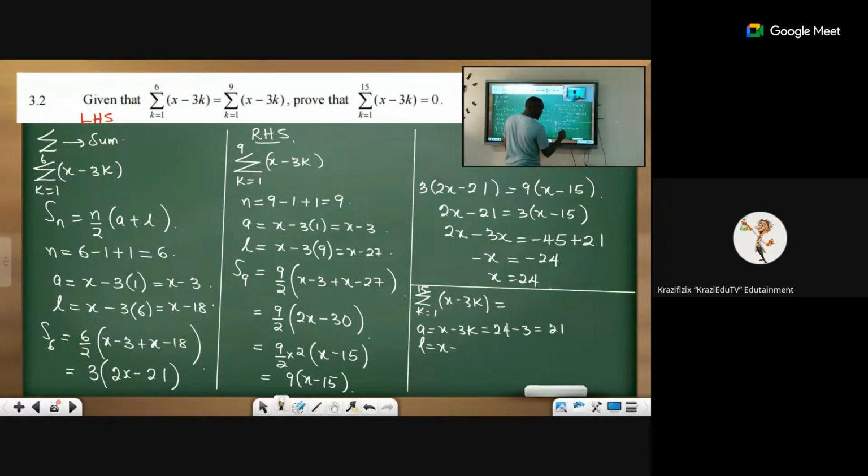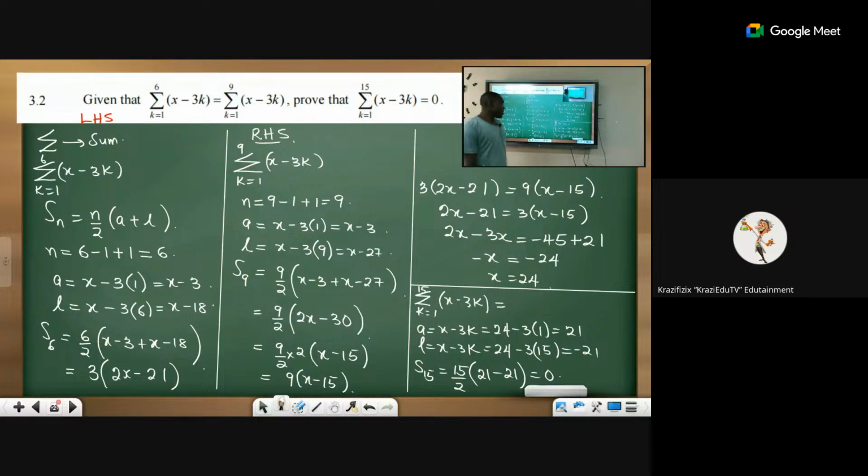X minus 3k. And I want to show the substitution so that if somebody's k is 1, 3k again, 24 minus 3. What is our k? 15. And that will give us negative 21. So S15 will be 15 over 2, 21 minus 21. And that will give us 0. Are we okay, everybody? Did it make sense?